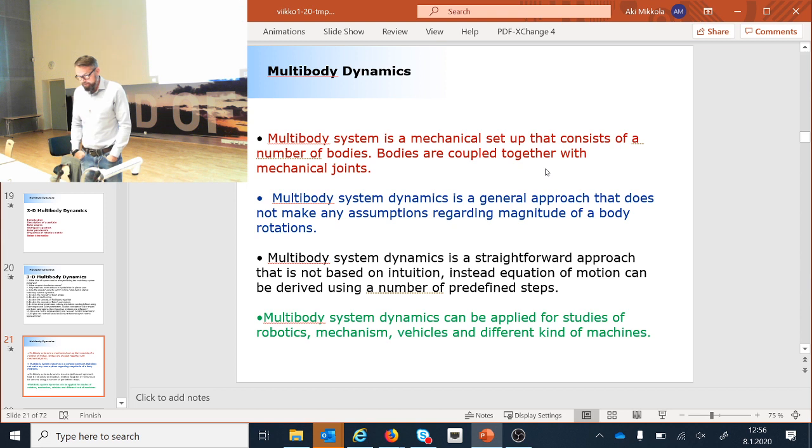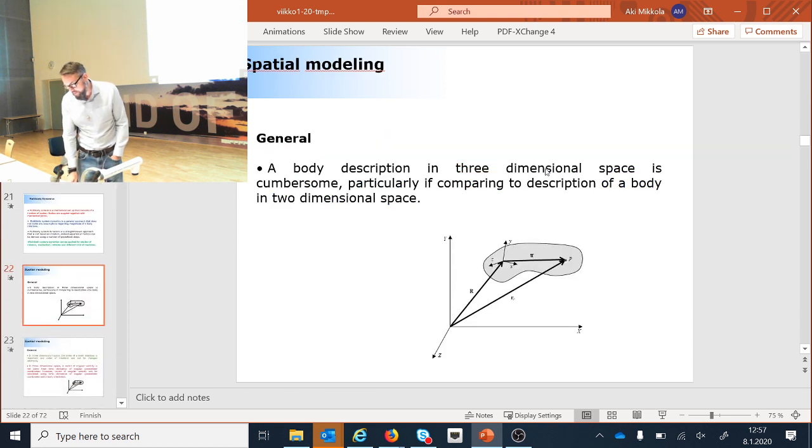And of course, this is a little bit a matter of opinion. It says here that multibody dynamics is a straightforward approach. I don't know how you feel about that. Is it straightforward or not? Well, of course it is if you're just using computers and not looking at the theory. Of course, the theory can be a little bit rocky, but generally speaking, it's quite straightforward. And it can be applied to a wide variety of applications.